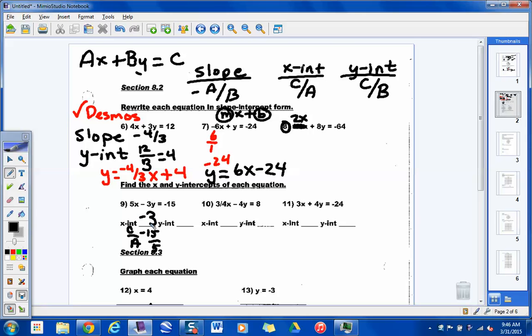What's your rule for y-intercept? C divided by B. Negative 15 divided by what then? Negative 3. What do you get? 5. Boom.